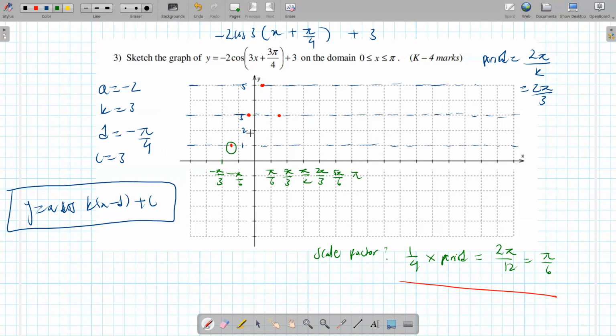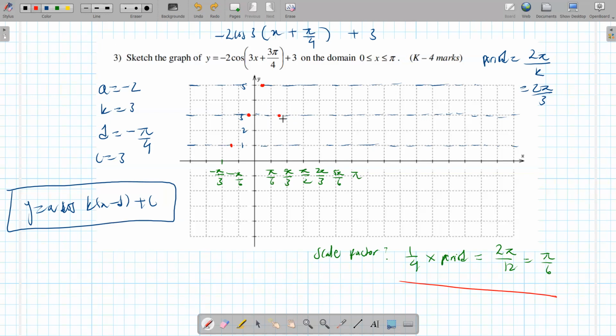Again, this point is given in the question. Negative pi over 4, we're at a minimum, right? Because that's where the graph starts, negative cosine function. That means the next point is going to be 1 unit apart at the equation of axis. The next one is 1 unit apart at a maximum. The next one is 1 unit apart at the equation of axis, and then you just keep going.